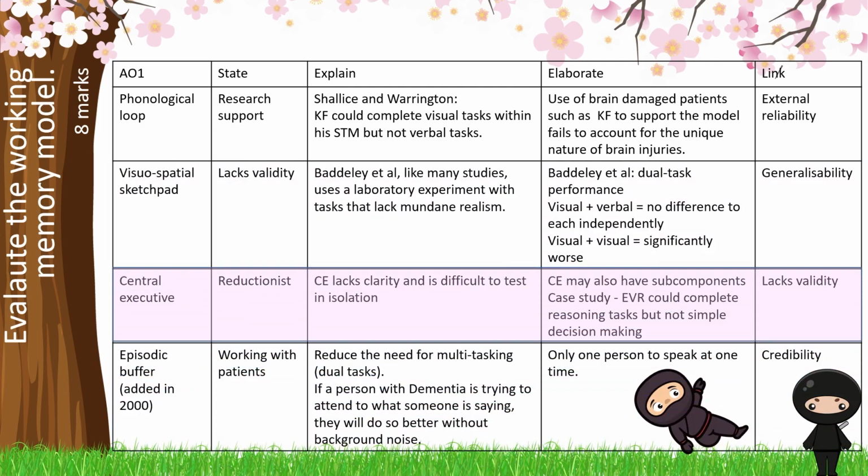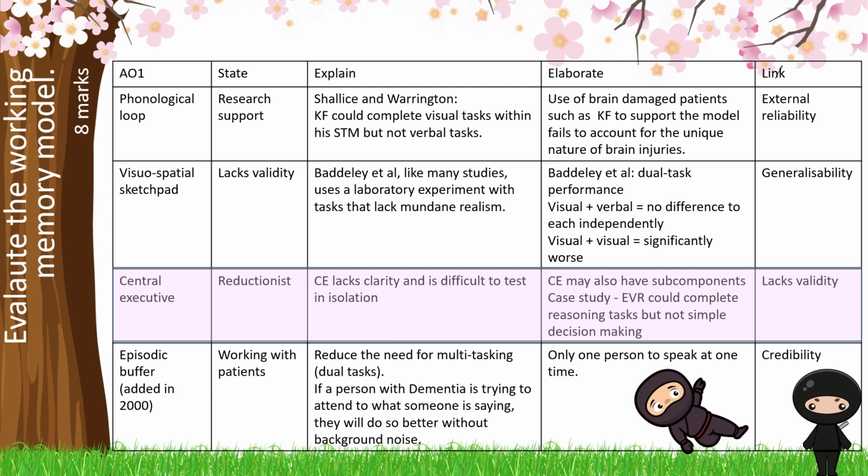We're then going to move through and talk about the central executive, 2 details here, and then we're going to be using our different theory, that this is reductionist, that specifically the central executive lacks clarity and is difficult to test in isolation because it is the thing that controls the other stores. We're going to develop this further by saying actually the central executive may also have subcomponents within it, using EVR as our case study. Therefore, overall, the working memory model lacks validity, specifically the central executive, and the role of it lacks accuracy.